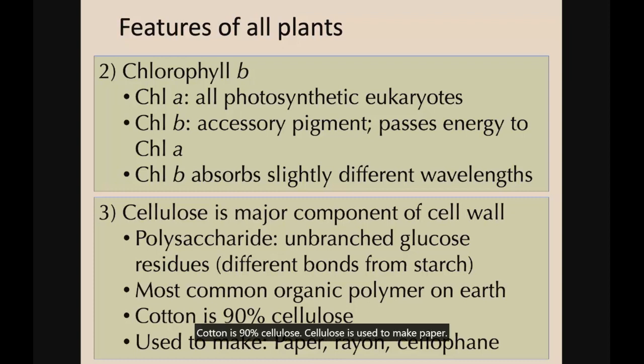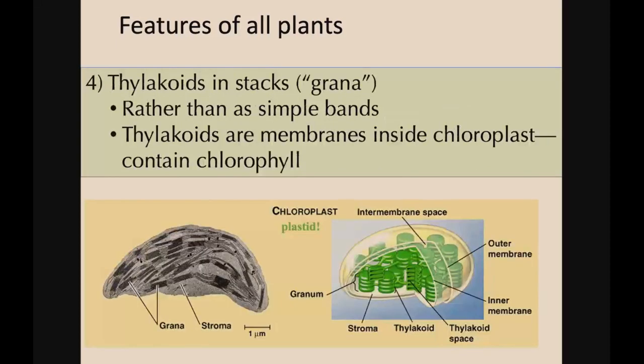Cotton is 90% cellulose. Cellulose is used to make paper. Cellulose is used to make rayon. You can buy socks made out of rayon. Other types of clothing, and it's used to make cellophane.